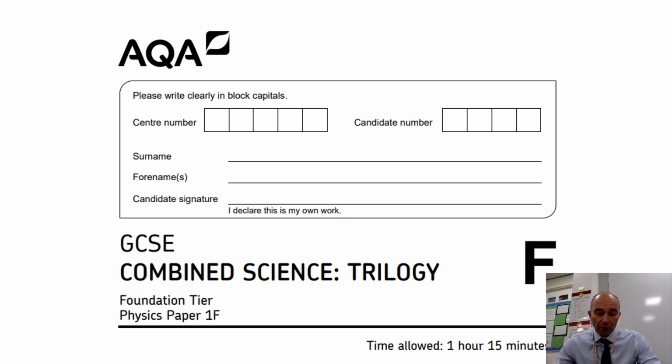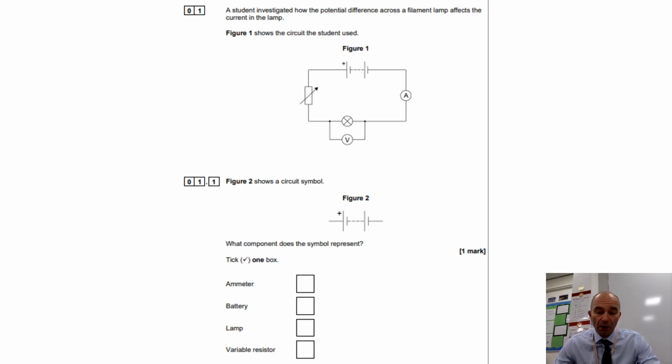So today we're going to go through the Combined Science Physics Paper 1 Foundation paper from 2022. Now we're going to go through each question in turn and go through the thought process to make sure that we can answer all the questions fully. So here we've got students investigating how the potential difference across a filament lamp affects the current in that lamp, and you've got a picture of the circuit diagram.